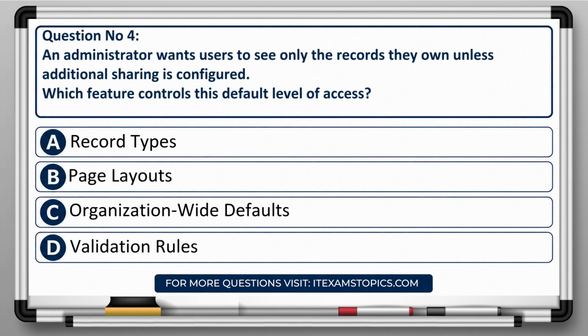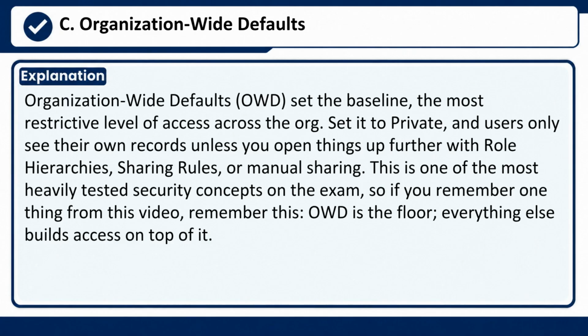Question number 4. An administrator wants users to see only the records they own, unless additional sharing is configured. Which feature controls this default level of access? A. Record types. B. Page layouts. C. Organization-wide defaults. D. Validation rules. Correct answer, C. Organization-wide defaults.